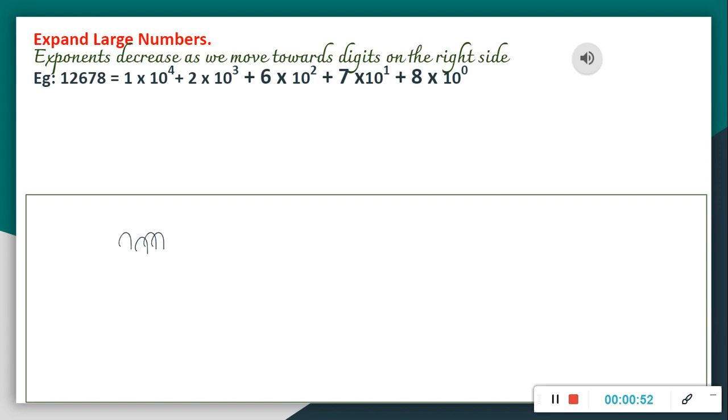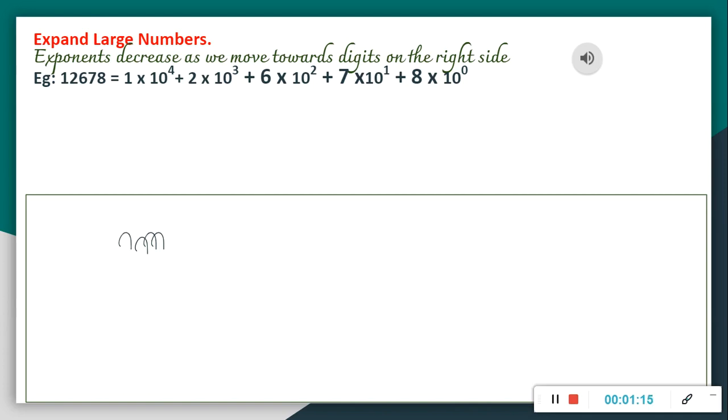So this can be written as 1 into 10 raised to 4 plus 2 into 10 raised to 3 plus 6 into 10 raised to 2 plus 7 into 10 raised to 1 plus 8 into 10 raised to 0. So what do we see as we move towards the right hand side? The value of the exponent is gradually decreasing, right?